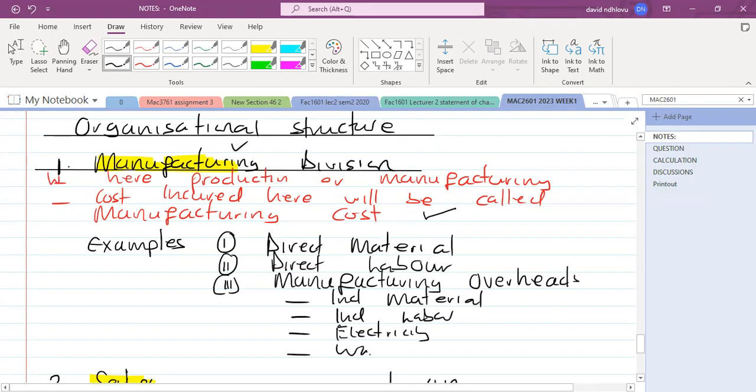We can have water. Any other cost incurred in the factory that is not direct material and direct labor, we are going to call it manufacturing overhead. Then there is a term that is very important to remember. When you mix direct material and direct labor, we call this a prime cost. But when you mix direct labor and the overheads, we call this a conversion cost.